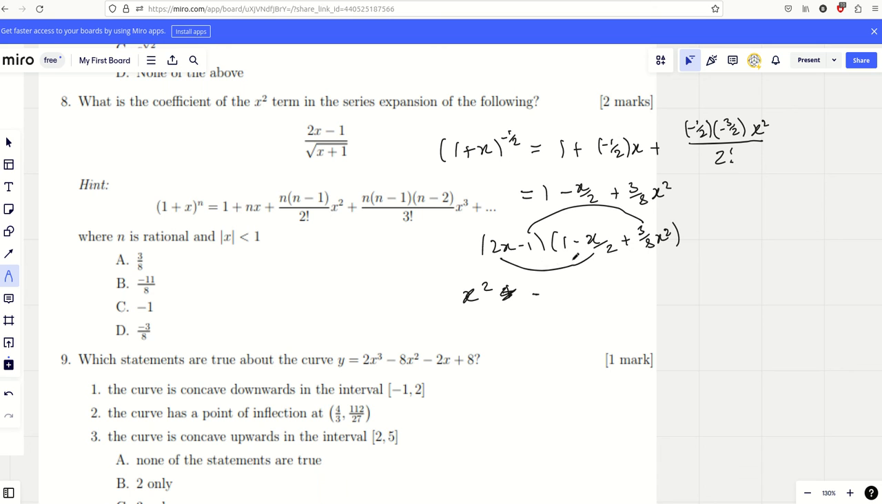Cool, that's minus 3. Yeah, oh yeah, look, it's a minus x squared, minus 3/8 x squared. Easy to blunder on these, isn't it? And that gives you minus 11/8 x squared. Yeah, so it's B. Cool. I missed that minus sign there.